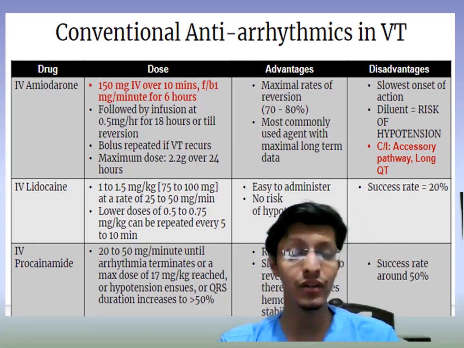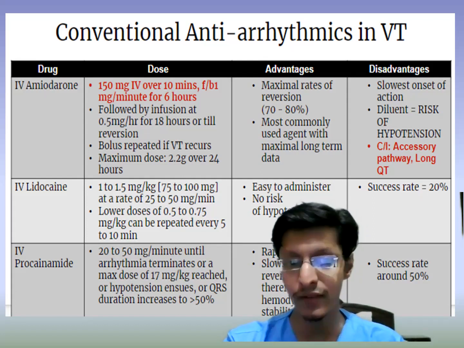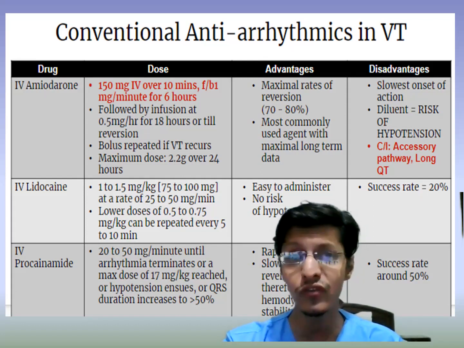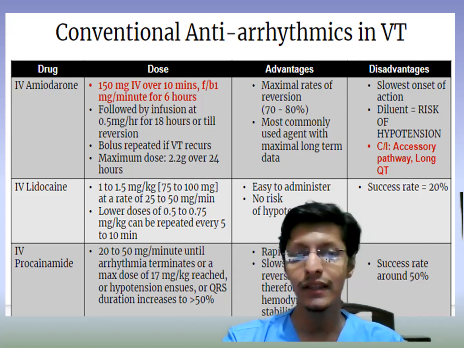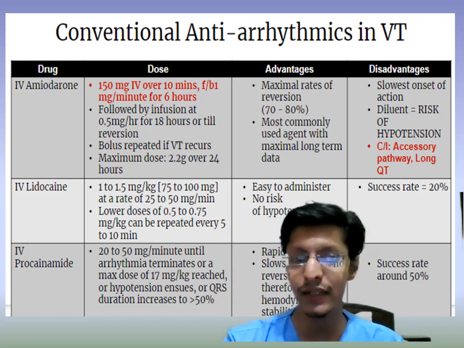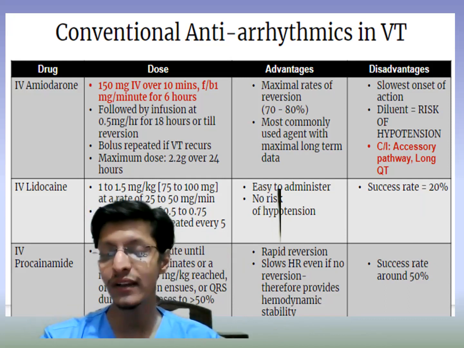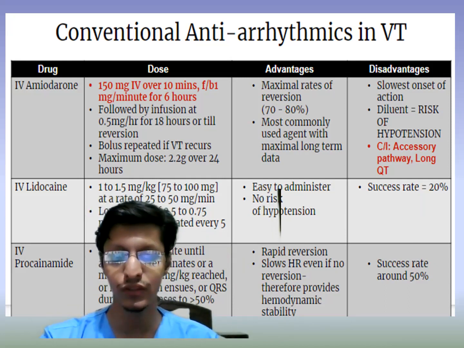Second, if amiodarone is not available, you have IV lidocaine, which is given as 1 to 1.5 mg per kg at a rate of 25 to 50 mg per minute, and it is easier to administer. Then we have IV procainamide, 20 to 50 mg per minute until the arrhythmia terminates. Fine. And what is the advantage? They have a rapid reversion advantage.